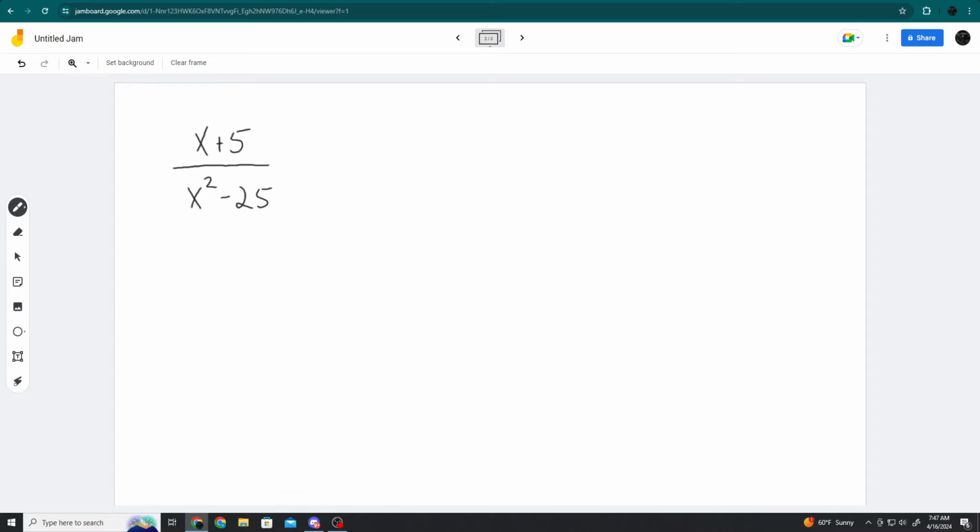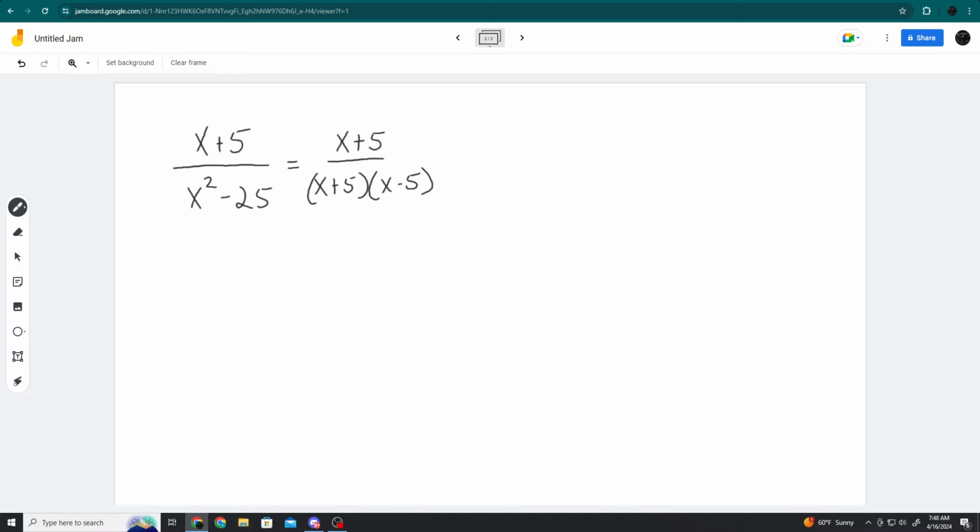In this particular case, we want to factor as much as we can. The numerator is not factorable, so we're stuck with x plus 5 on top. But on the bottom, we try factoring and we're left with a difference of squares, so this is actually factorable, and it's going to be x plus 5, x minus 5. So here's your x plus 5, and our x minus 5.